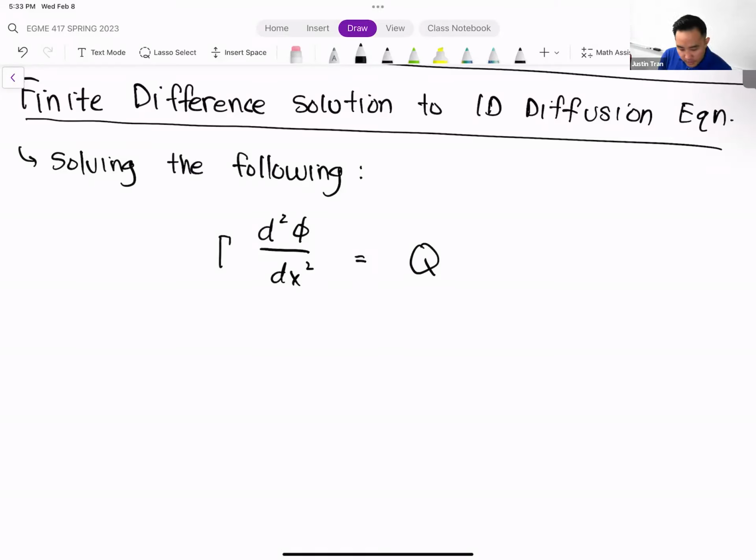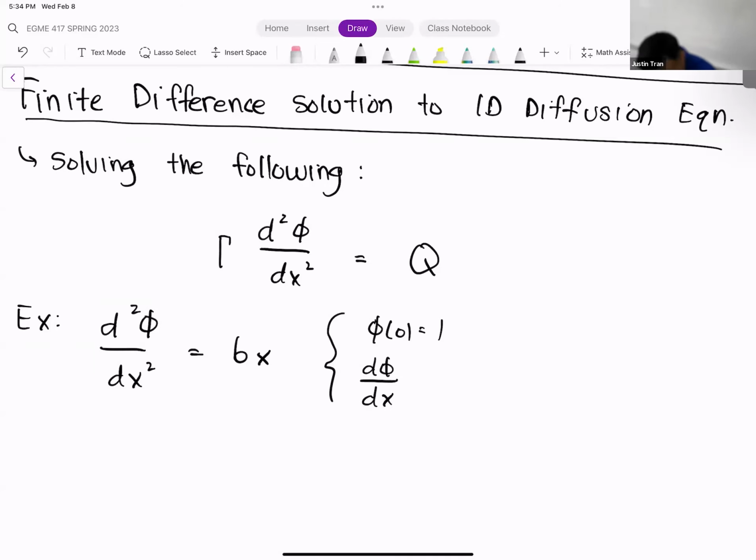And I believe we did an example last time. We solved it by hand. And the example was the following: d squared phi dx squared is equal to 6x. And we had the following boundary conditions: phi of 0 is equal to 1, and d phi dx at x equal to 1 is equal to 0.